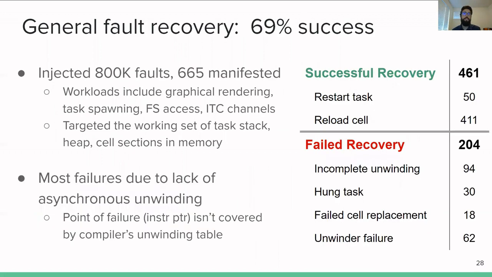In this experiment, we inject faults such as random memory corruption into a variety of Theseus workloads, showing that it successfully recovers from just under 70% of total manifested faults. Most of these are due to a lack of asynchronous unwinding support in Rust and its LLVM backend, which we describe in the paper. But some of them, like the 30 failures due to hung tasks, can be handled by complementary hardware mechanisms like watchdog timers.